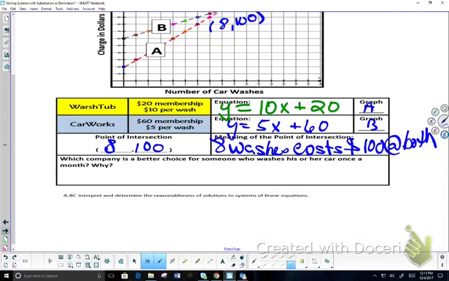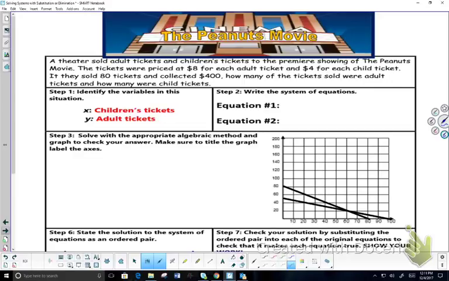So let's take a look at the Peanuts movie. The first one, notice we had point slope form, okay? This one's going to be standard form, and you can tell the difference because you start getting more numbers when you have to write in standard form. A theater sold adult tickets and children tickets to the premiere showing of the Peanuts movie. The tickets were priced $8 for adults, $4 for children. If they sold 80 tickets and collected $400, how many of the tickets sold were adult and how many were children?